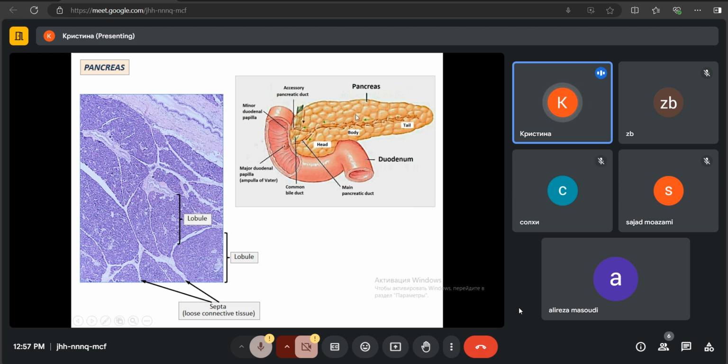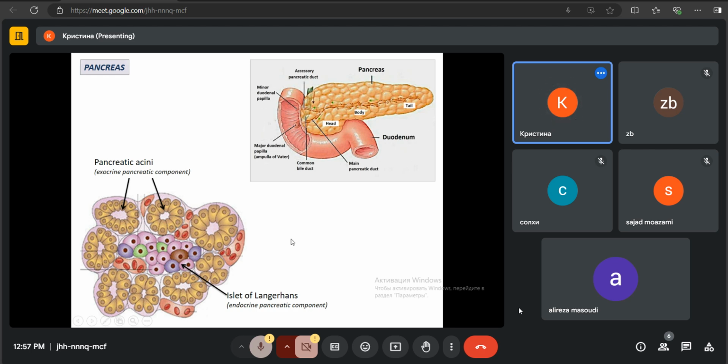They are separated with loose fibrous connective tissue, and it is well seen on histological sections. So here, like in the salivary glands, we have the lobules separated with loose connective tissue, which form septa.